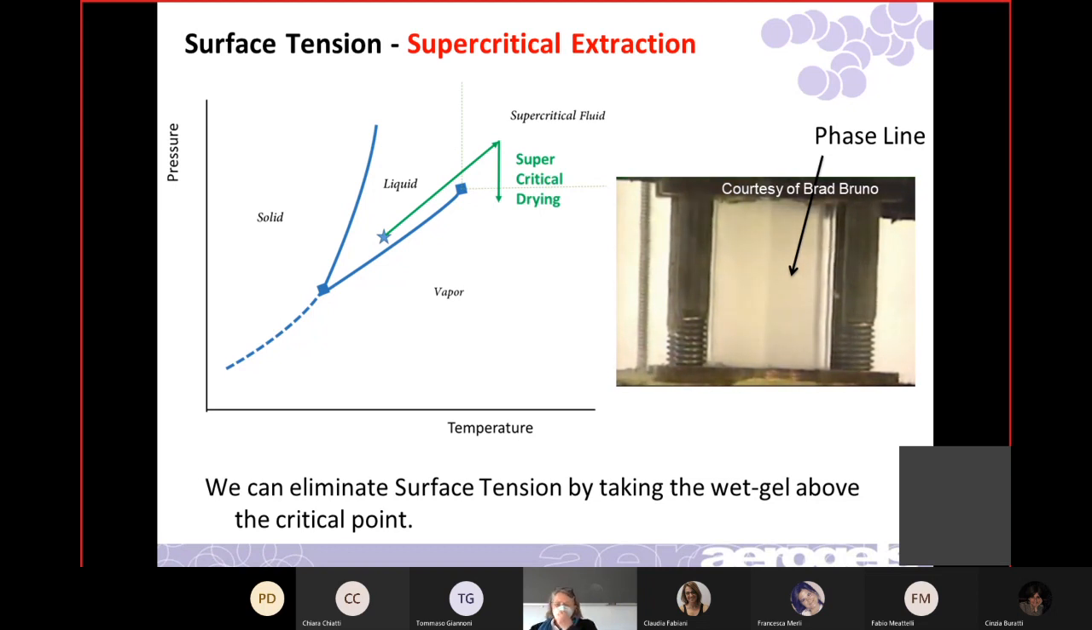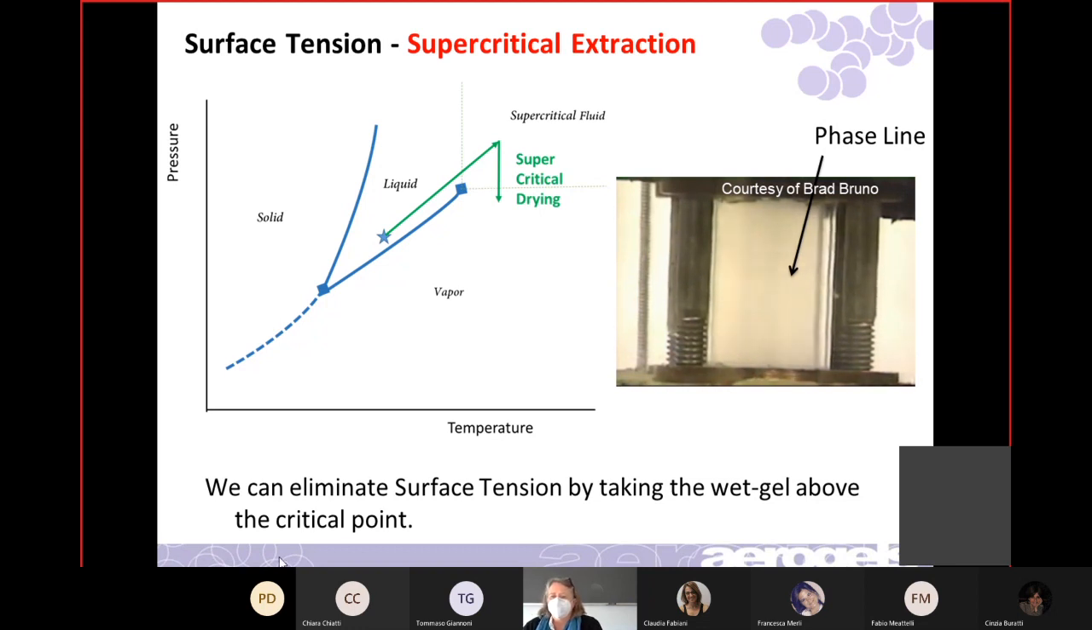And now the phase line comes back. I have two phases, a vapor or gas, we call it the same thing, and a liquid. Okay, so that's the idea. Because if you don't have the phase line and you just have the supercritical fluid, you don't have that surface tension problem.